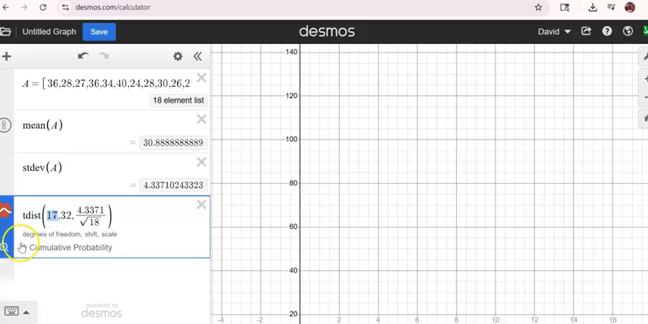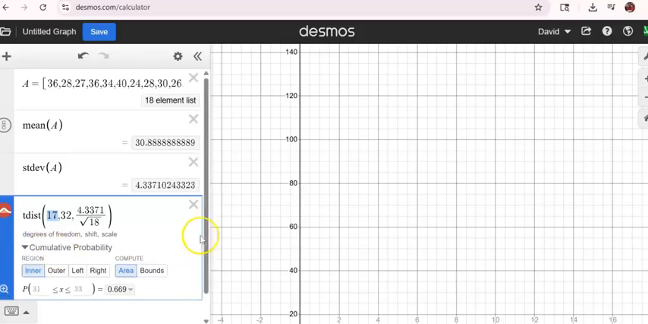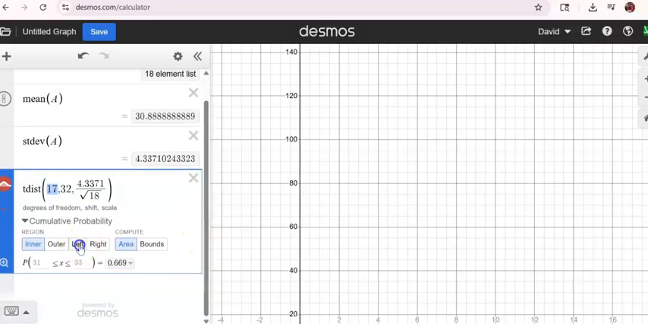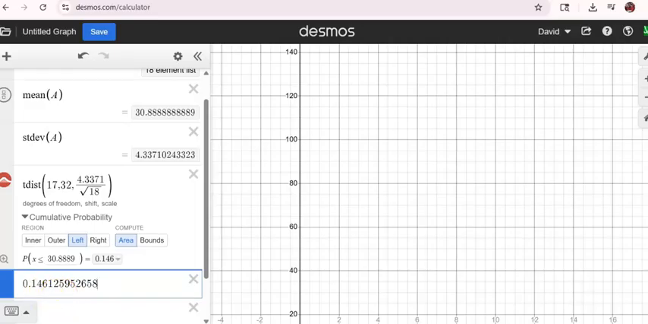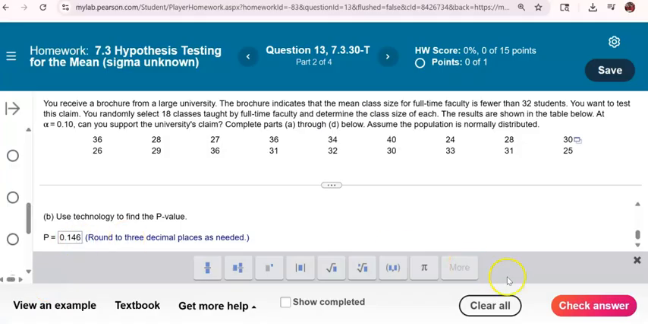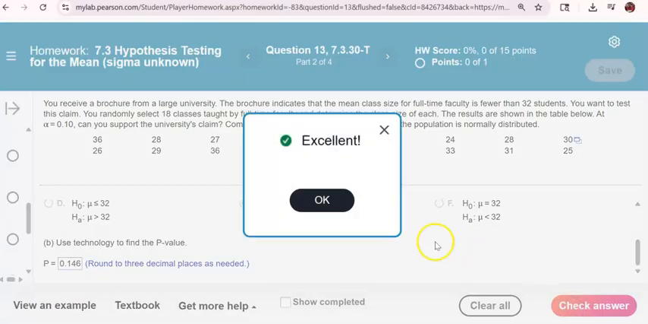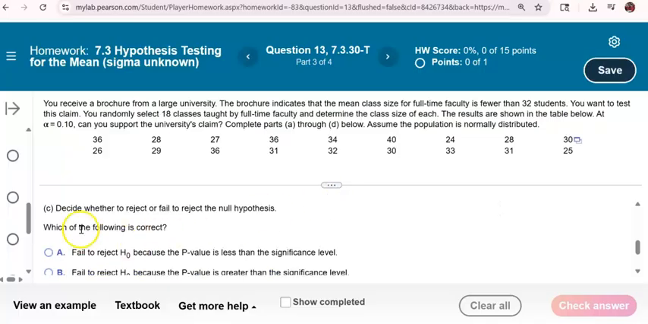Okay, the p-value is area, so we're going to do cumulative probability. This is a left-tailed test, so I'm going to select left. I want area because it's a p-value, and I want to go below this mean, 30.8889. So I'm going to put in 30.888 and then just round it to a 9 at some place value. And then there is my p-value for this problem. All right, it tells me to round to 3 places, so 0.146 is what Desmos gives me, so that's my p-value.